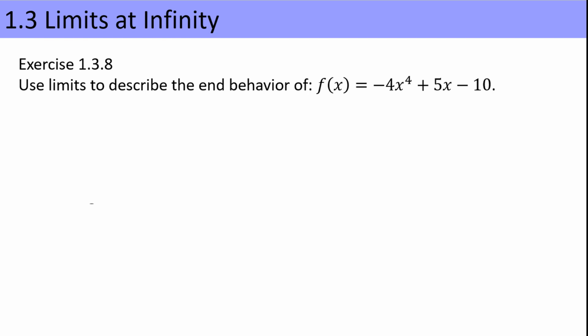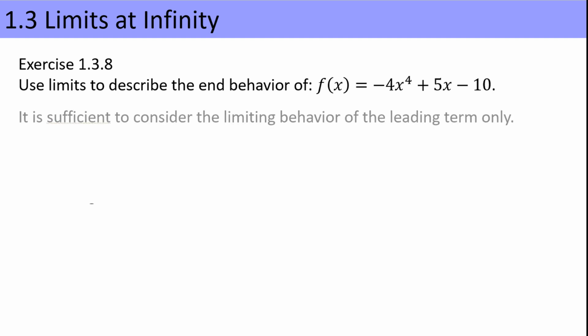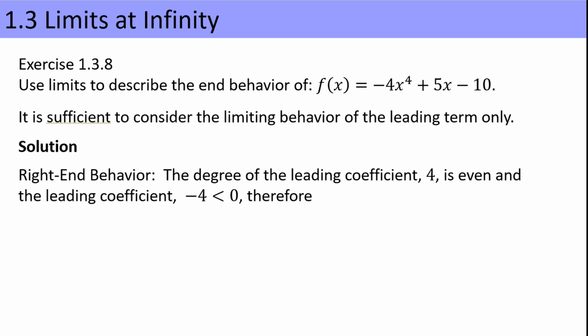Use limits to describe the end behavior of f of x equals negative 4x to the fourth plus 5x minus 10. Again, it is sufficient to consider the limiting behavior of the leading term only. So, solution, right end behavior, that is, as x approaches positive infinity. The degree, 4, is even, and the leading coefficient is negative 4, which is negative. Therefore, the limit as x approaches positive infinity of f of x equals negative infinity.